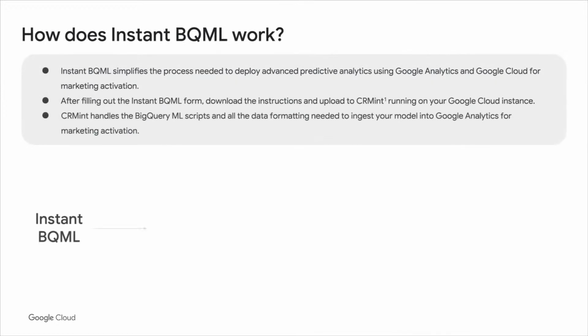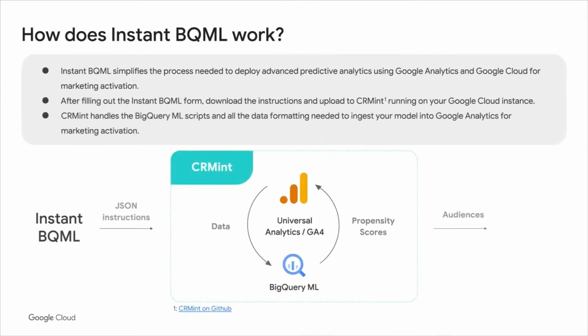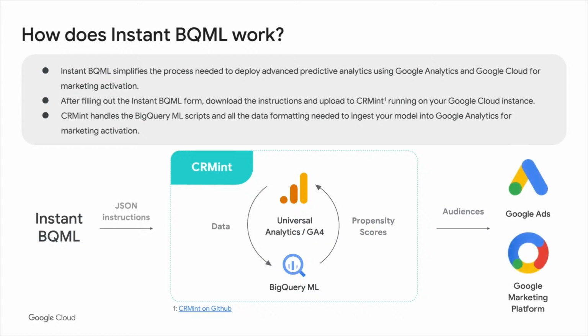Now, let's look at the overall architecture of the system that we are going to deploy. On the left-hand side, after filling out the Instant BQML form, you will be able to download the generated instructions for the end-to-end process. You will then upload these instructions into another lightweight open source application from Google called CIMint that is responsible to interact with the actual Google Analytics and Google Cloud services to execute the given instructions, including all the data connectivity, formatting, and the ML models to calculate the propensity scores, and finally publish the results back with the custom audience definitions.